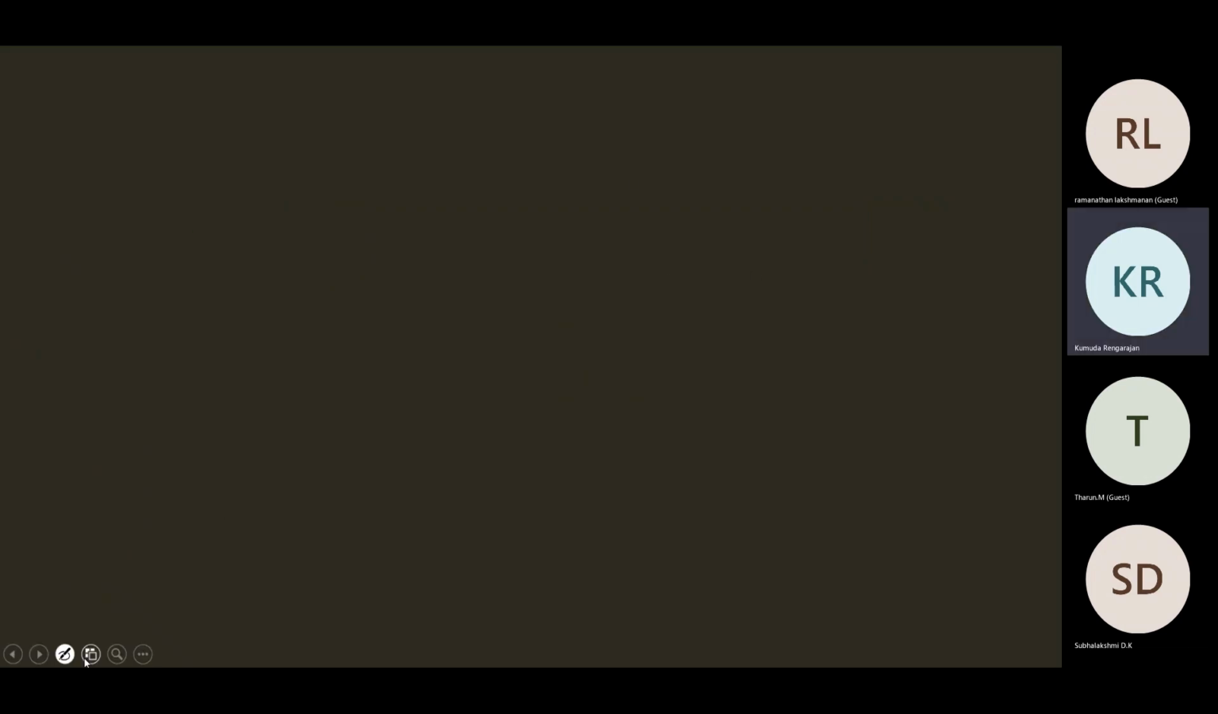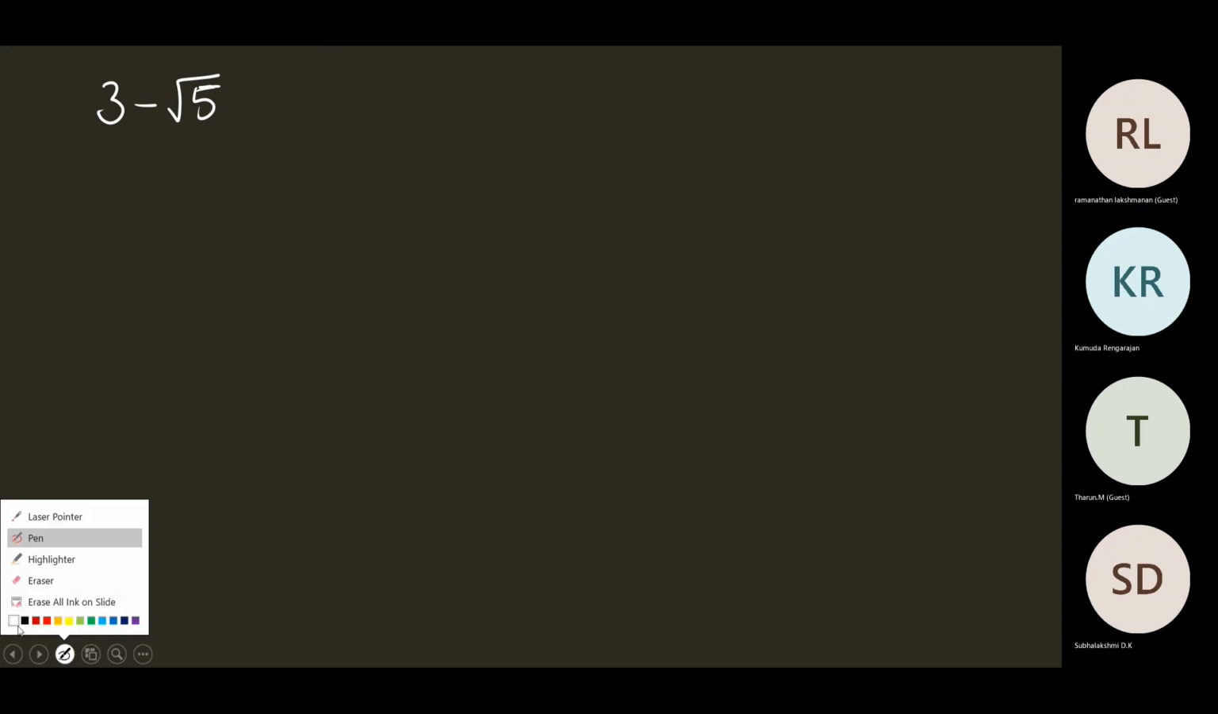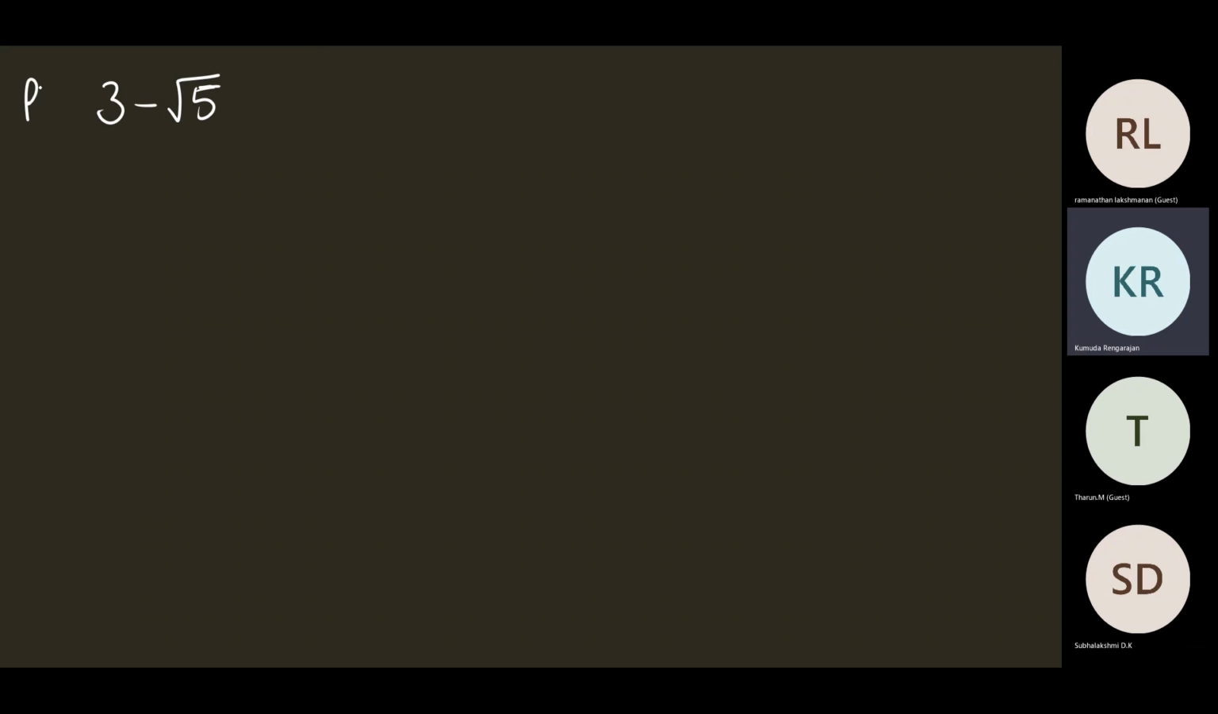Now you all know how to prove that root 2, root 3, root 5 and all that are irrational. Now prove that 3 minus root 5 is irrational. How do we do this? You don't have to prove that root 5 is irrational. Prove that 3 minus root 5 is irrational. We'll do it together. Don't write in your notebook. Tell me, I'll write.